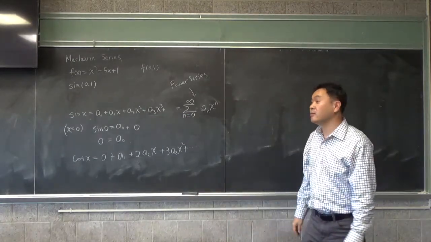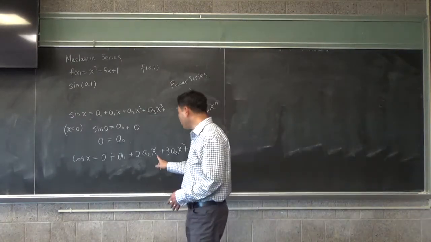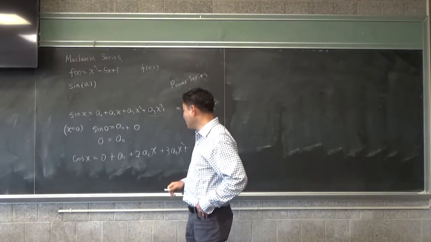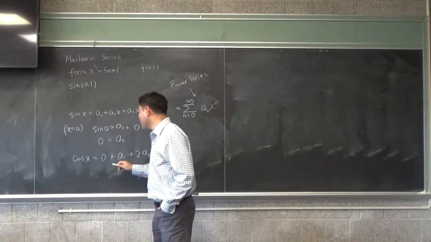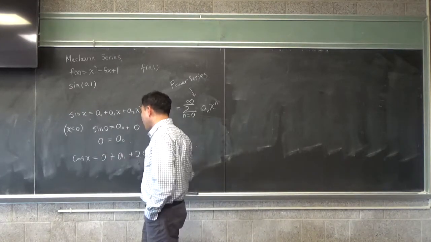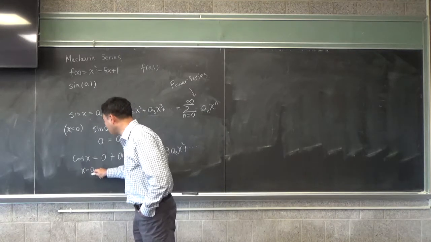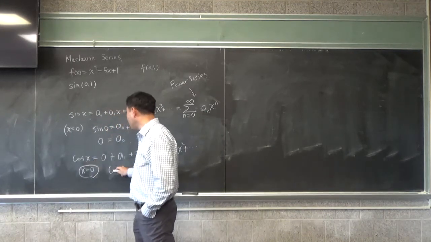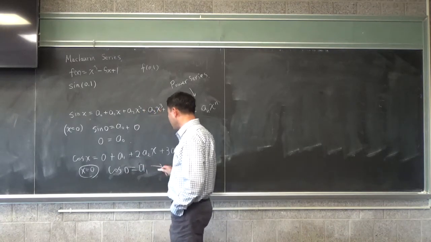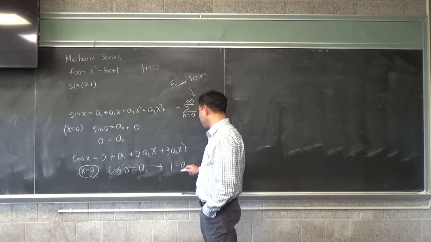Plug in 1? No, you don't plug in 1, then these will survive. A0 is 1? Oh, okay. A1 is 1, you're saying. Yeah, that's right. So you can plug in 0. X equal to 0 is what you want to plug in. And you get cosine 0, which is 1, equals just A1. So you get 1 equals A1.